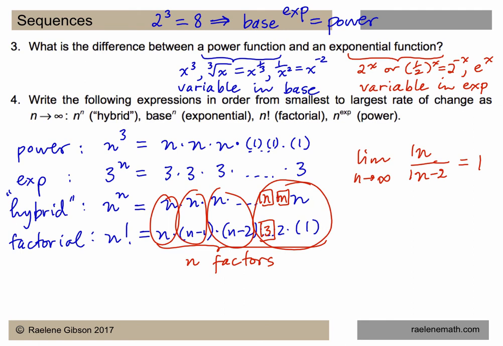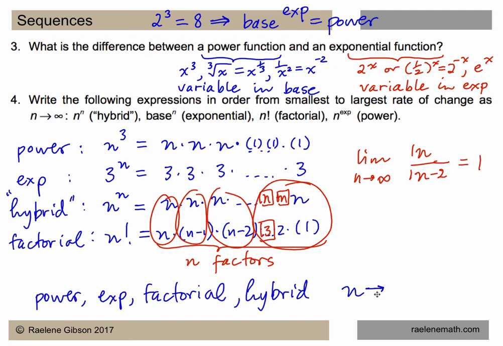So when we put all of these in order from smallest to largest, we have the power function is the slowest growing, then the exponential, then the factorial function, and lastly the hybrid function. But this is, again, specifically as n is approaching infinity. So we can use this basic set of facts to come up with some limits in number 5.